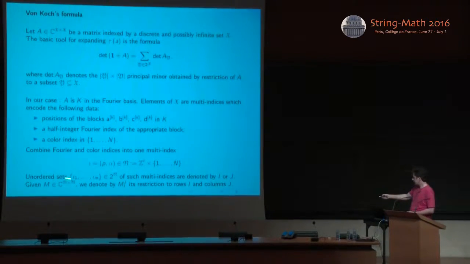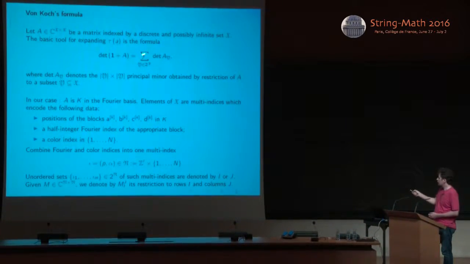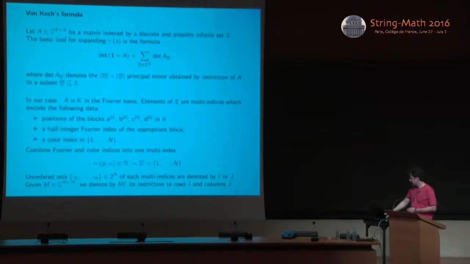And given a matrix indexed by this set, we will denote by M_IJ its restriction to the corresponding rows and columns. So let us now try just to understand what is the form of these principal minors of K in our case.